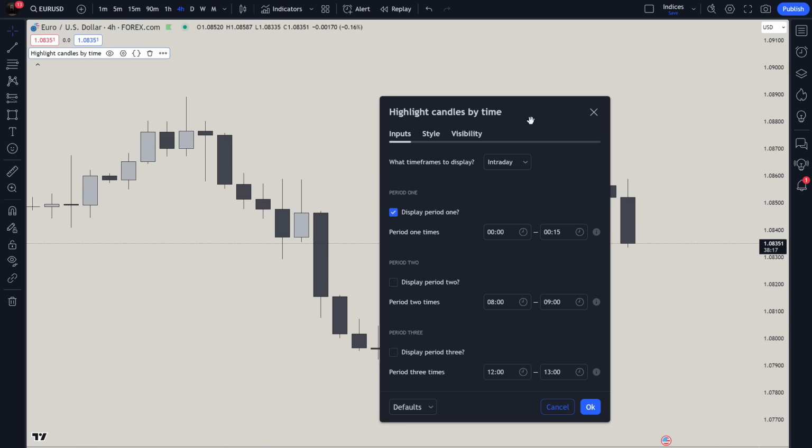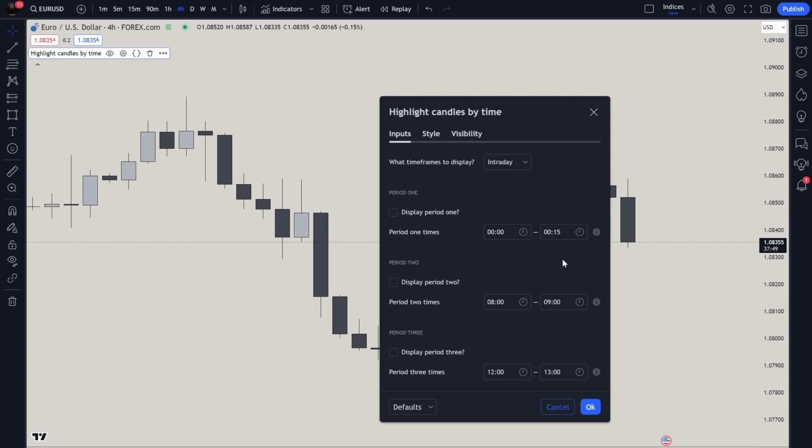So let's say you actually want to highlight a specific candle on a specific time frame every day. So every day, for example, I want to highlight the midnight candle. So what I'm going to do is go here, and you have 3 different periods. So let's try this, right? I want to highlight the midnight to 15 minutes, and I'm going to go on 15 minutes. This is a 15-minute period, right?